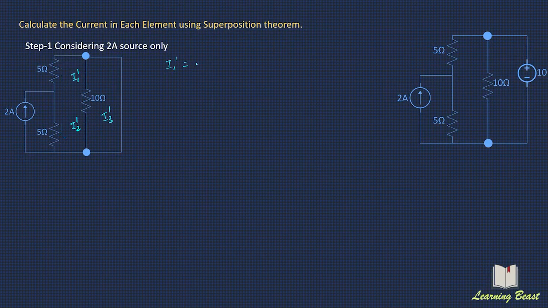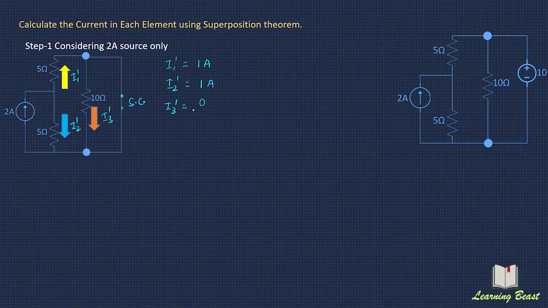Now you can prove it by the current division rule. So I3 dash is equal to the resistance which is in parallel. So the resistance of the parallel branch is 0, as we all know, the short circuit having 0 resistance. So 0 divided by 0 plus 10, into the current which will divide, that will be I1 dash. So this will be 0 ampere.